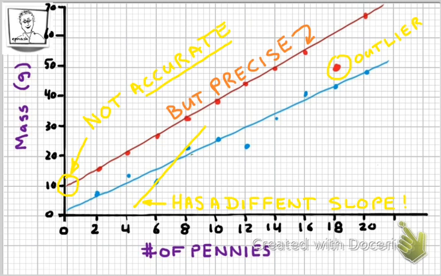If you look at the data points, particularly on the red line now, you'll see that the majority of those land on the line of best fit. When that happens, we say that the line is precise.